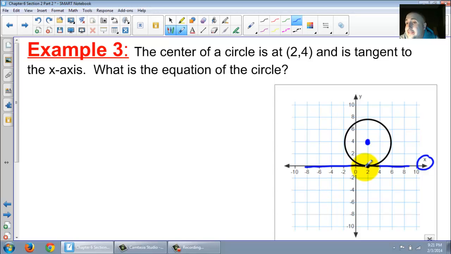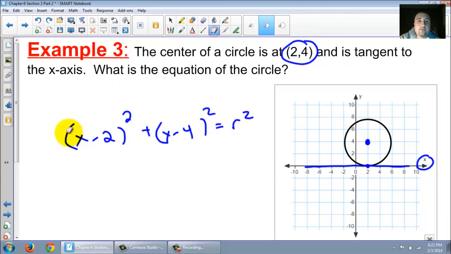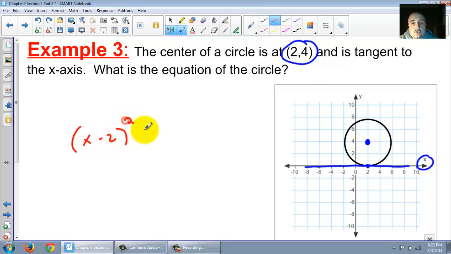So this one is actually the easiest equation out of all of them to figure out. Okay, so we have x, we have y. We already know our center is at (2, 4). So I'm going to do negative 2 for my x, negative 4 for my y, and I'm going to start over. I don't like how sloppy I'm getting. Sorry about my sloppiness tonight. All right, so my x value is 2. So (x − 2)² + (y − 4)² equals.